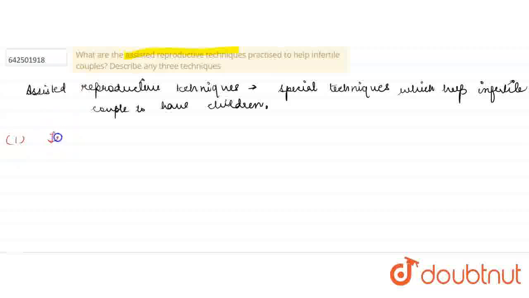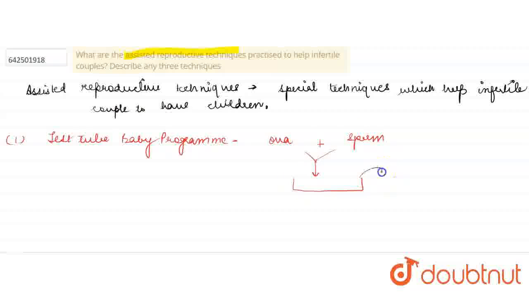So, out of which the first one is going to be the test tube baby program. In this method, the ova from the wife or a healthy donor is taken outside the body, and then the sperm is taken from the father, and both these gametes are fused under simulated conditions in a laboratory. The fusion is carried out in a lab, and we call this very step of the test tube baby program in vitro fertilization or the IVF technique.